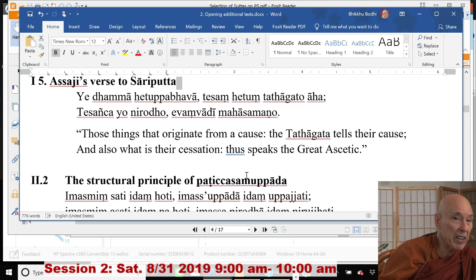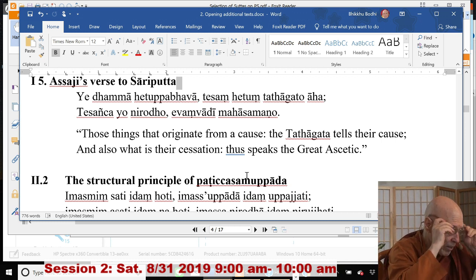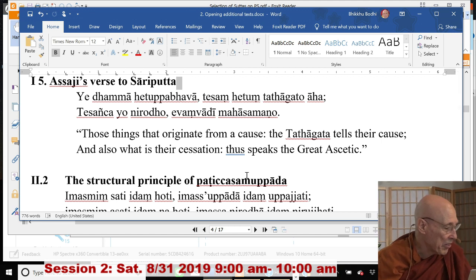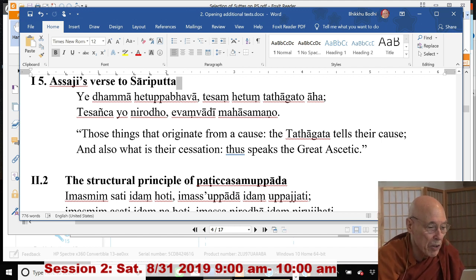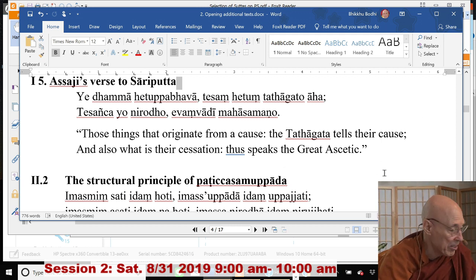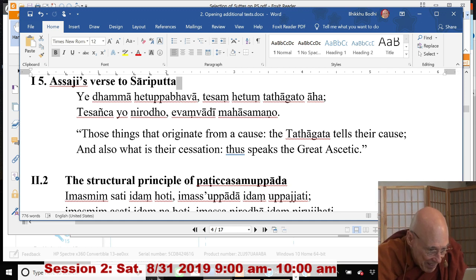Okay, so we are exploring now dependent origination. And first, before we proceed further, I want to give some word explanation of dependent origination.